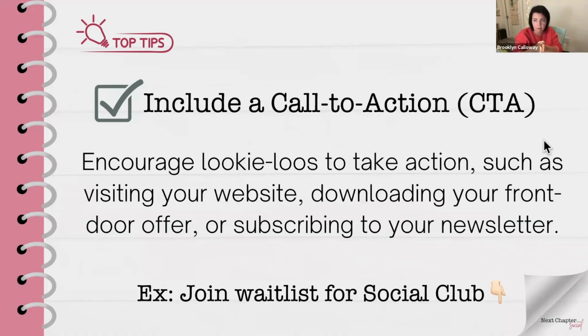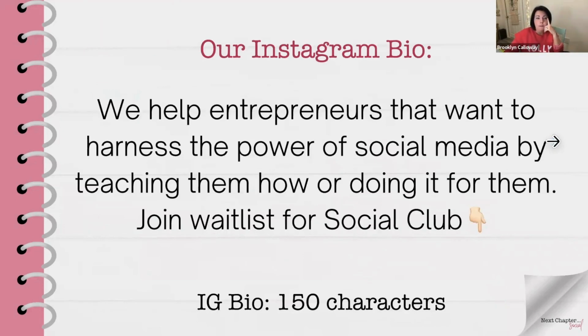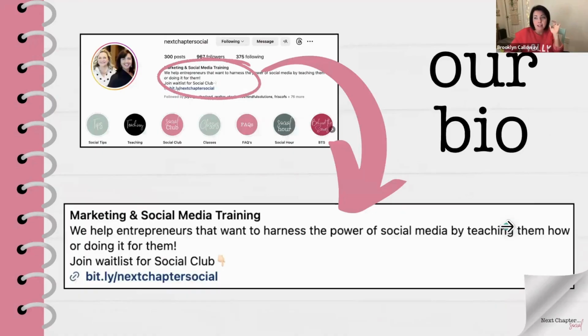Our call to action right now, because we've updated and reassessed, is "join waitlist for social club," and the emoji. I love that little emoji. I don't know why, but it tells people again, it's right there. It's clearly right there, but sometimes people just need help. Our Instagram bio: we help entrepreneurs that want to harness the power of social media by teaching them how or doing it for them. Join the waitlist for social club. There you go. That's our entire thing. You need to do that too.